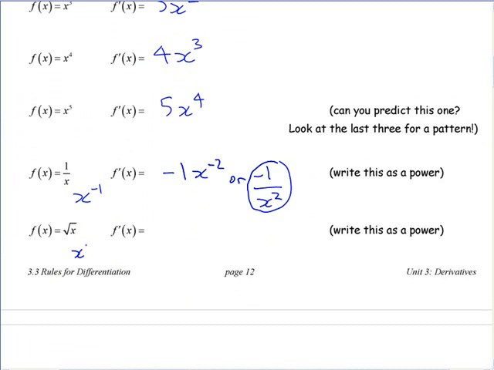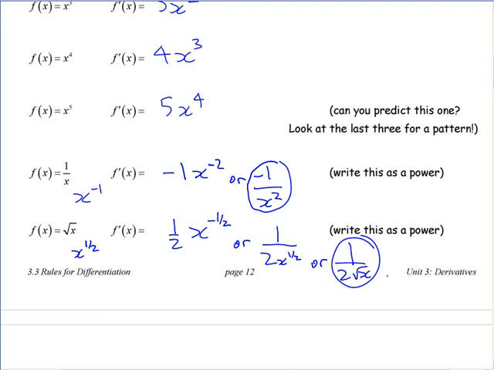Root x is x to the 1/2. If you follow the pattern here, you get 1/2 x to the negative 1/2, right? Because you subtract 1, you drop it by 1. So from positive 1/2 to negative 1/2, you're decreasing it by 1. And then, of course, if you write that the other way, you get 1 over 2x to the 1/2. Or, of course, 1 over 2 root x. And we actually got that earlier on in the last unit, in fact, when we were looking at slope of tangent.